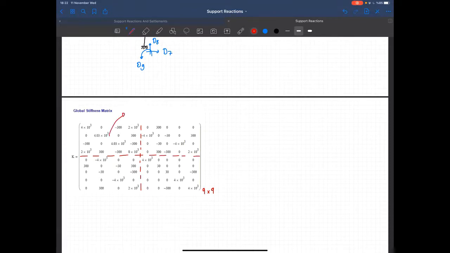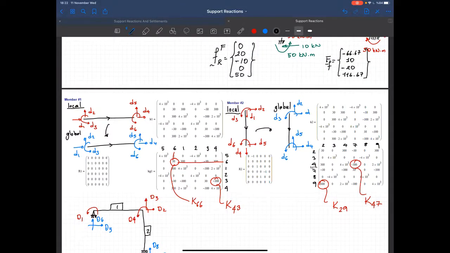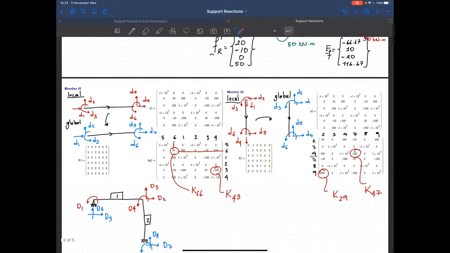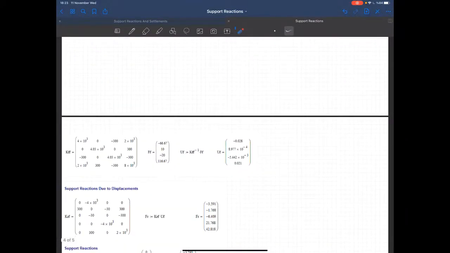So this will be my KFF matrix. This is the KFR matrix. This one is the KRF matrix, and this one is the KRR matrix. Okay, so KFF, and here we have, let's call it the FF vector. So I will use the KFF and this one to calculate the unknown displacements. So when I do that, this is what I obtain. So this is the solution.